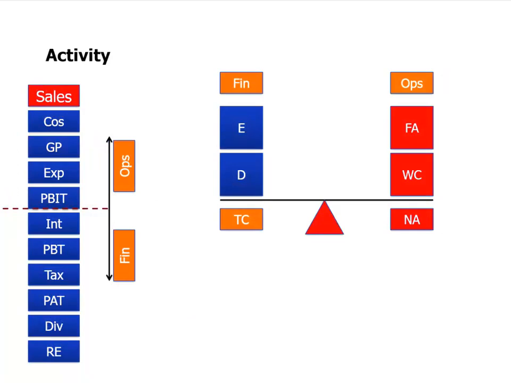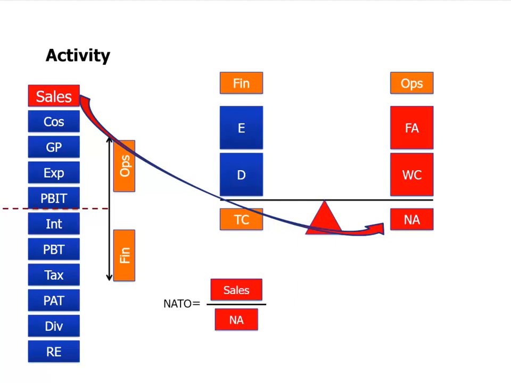So here in activity, what we're trying to find out is how efficiently, if you want, is the business using the net assets. And just look at the two numbers that I'm comparing here. I'm taking the sales from the income statement and I'm comparing them against the net assets in the balance sheet. In other words, what I'm measuring is how much sales is generated by using the net assets in the operations.